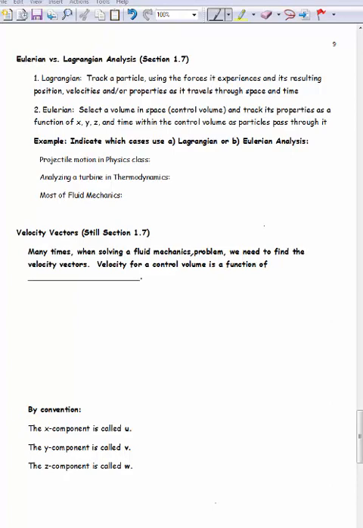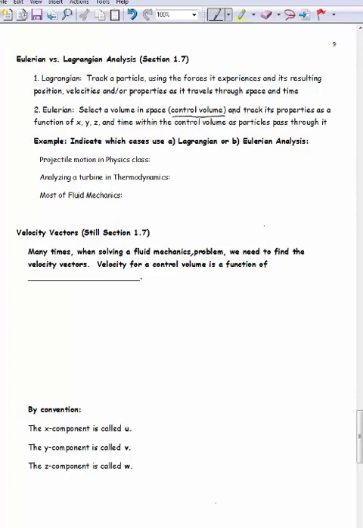And Lagrangian analysis is what you did in physics. So for example, if you're tracking a baseball as it flies through the air, that's Lagrangian analysis. Eulerian analysis, on the other hand, is control volume analysis, which you've seen before.